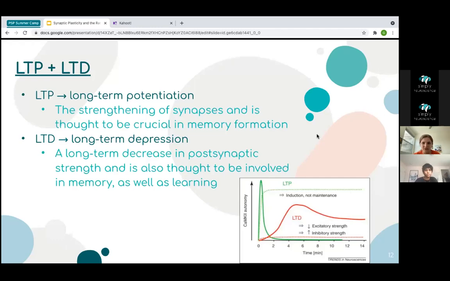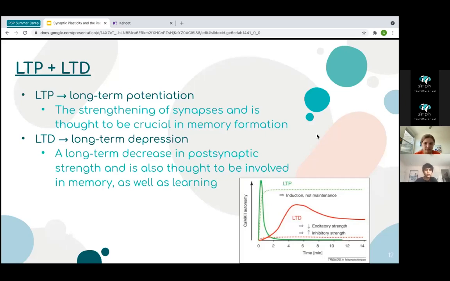So moving on to LTP and LTD. These are two ways that your synapses can change. LTP is long-term potentiation, which is a strengthening of synapses, and it's thought to be crucial in memory formation. And then LTD is long-term depression, and that's a decrease in postsynaptic strength. It's also thought to be involved in memory as well as learning.